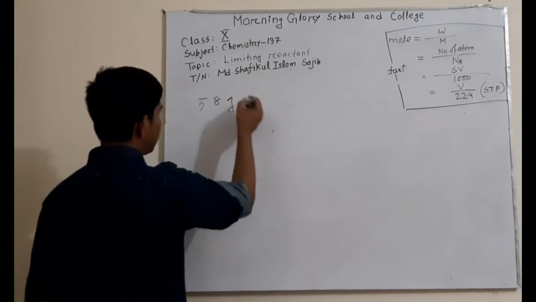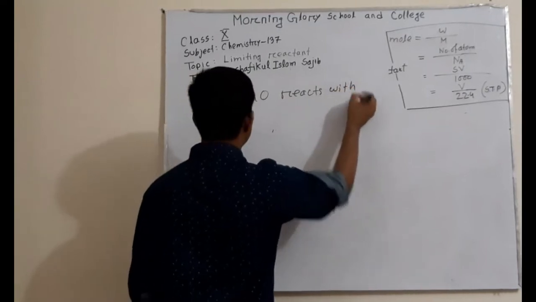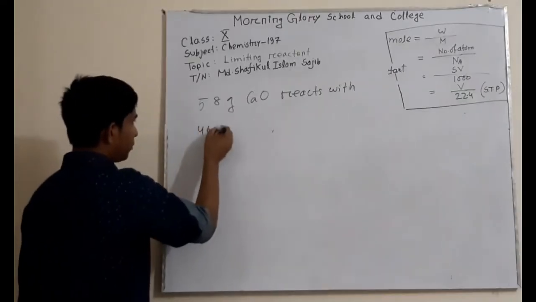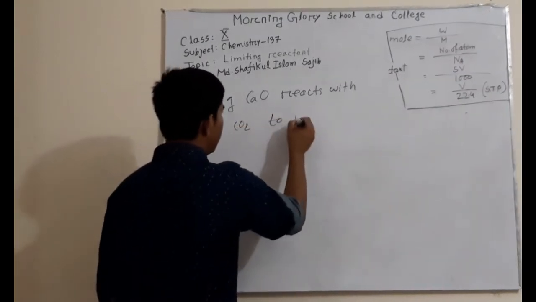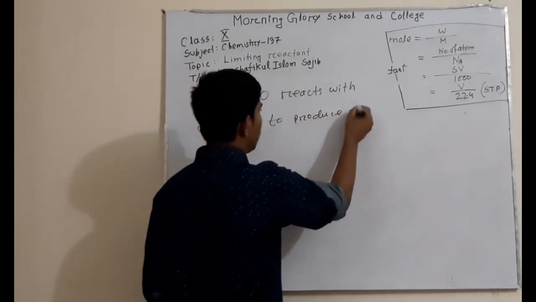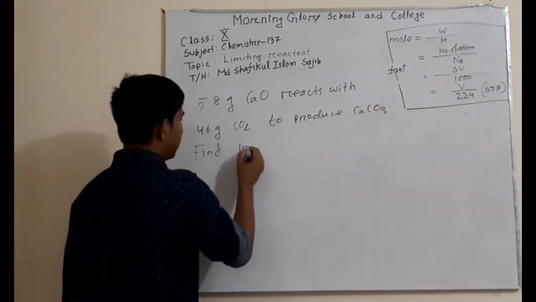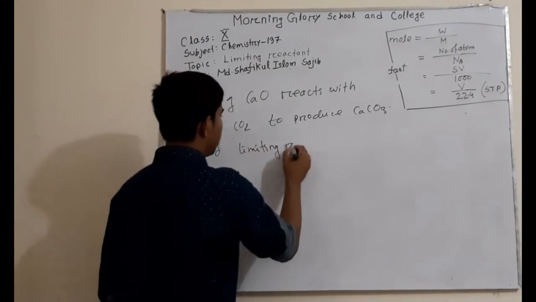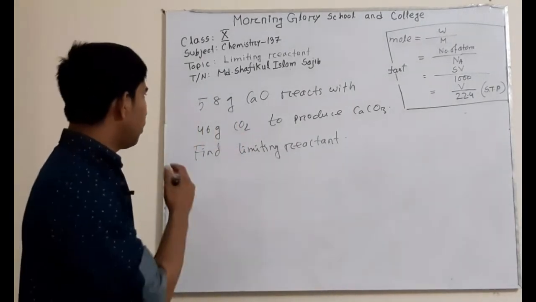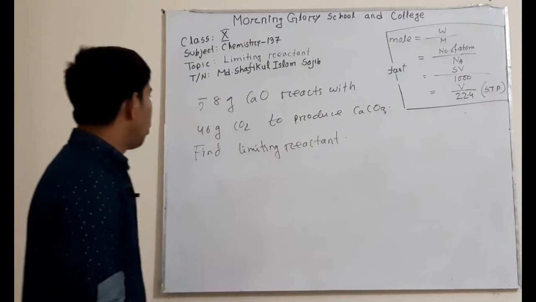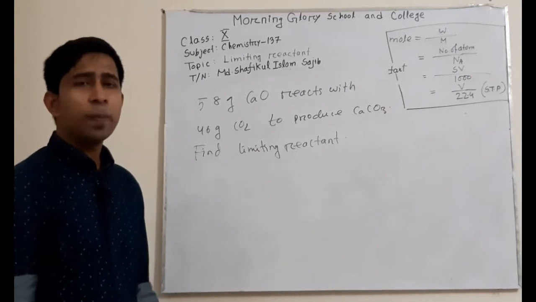58 gram calcium oxide reacts with 46 gram carbon dioxide to produce calcium carbonate. Find the limiting reactant. So now we have 58 gram calcium oxide and 46 gram carbon dioxide. So first step, we will convert these quantities into mole.